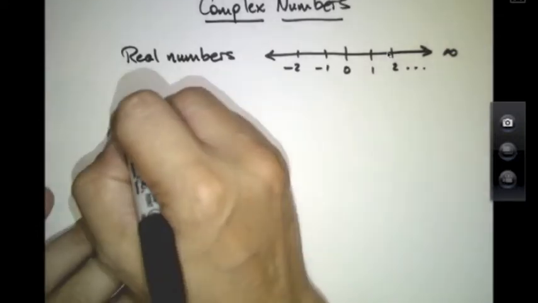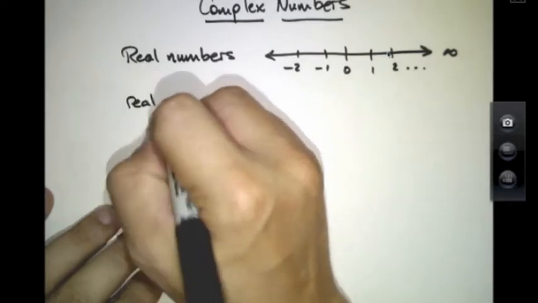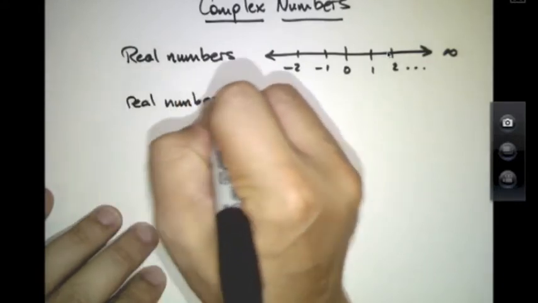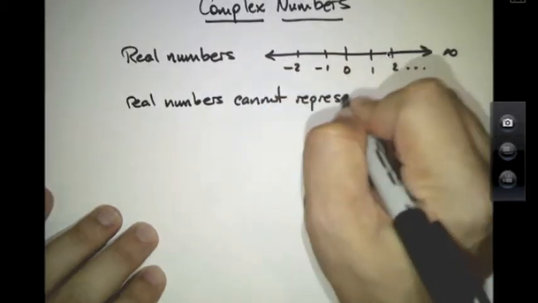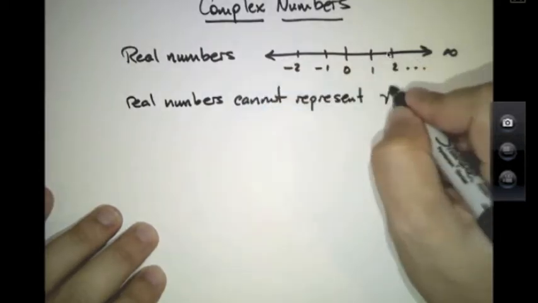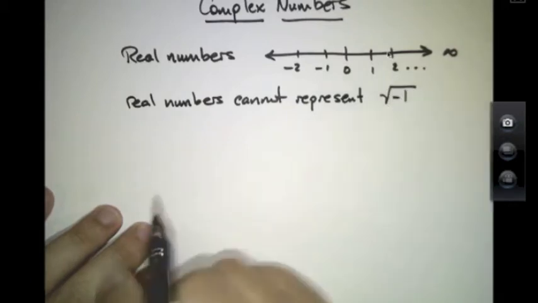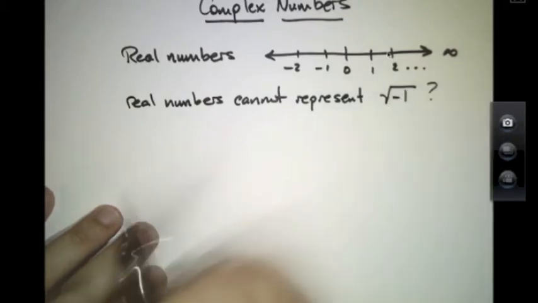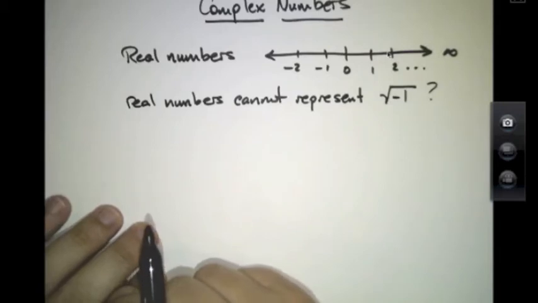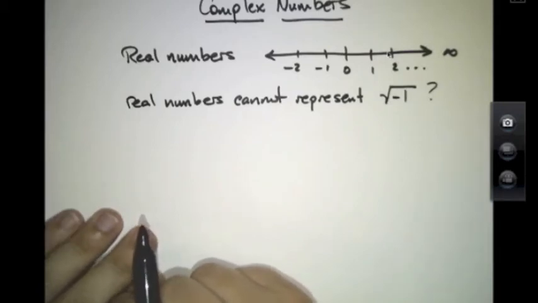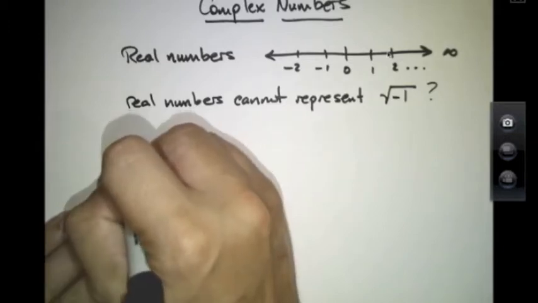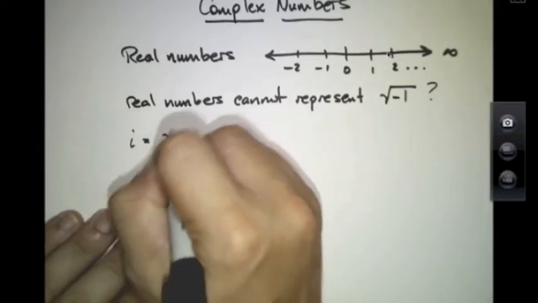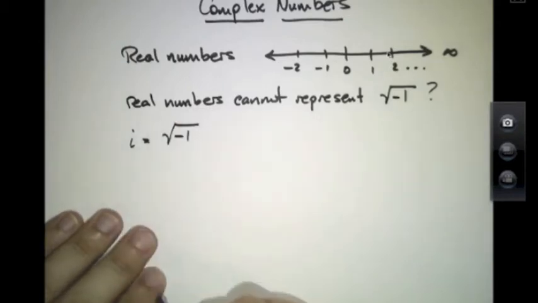For example, the famous example is the square root of a negative number. There's no such definition for that amongst the real numbers. And thus it was invented the idea of a so-called imaginary number, which is defined as the square root of -1, and it's called i.